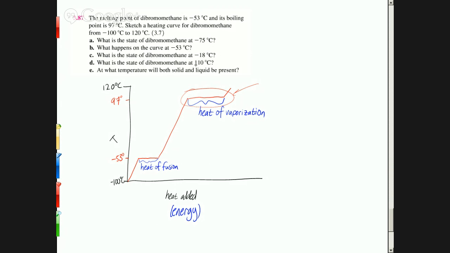So then what's the state of dibromomethane at 110? That's a gas. And today we're going to work on this part of the curve in lab with actual water. So you're going to heat water up, measure the change in temperature, and then come up with a curve. We're going to do it by time because we're not actually measuring the amount of energy put in, but it should be a similar idea. And then finally, E, at what temperature will both solid and liquid be present?